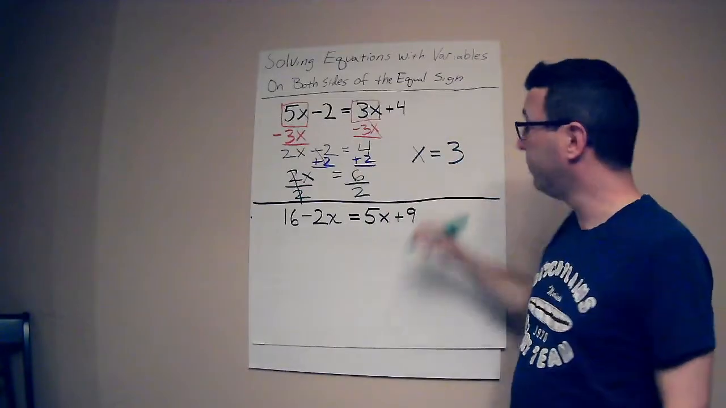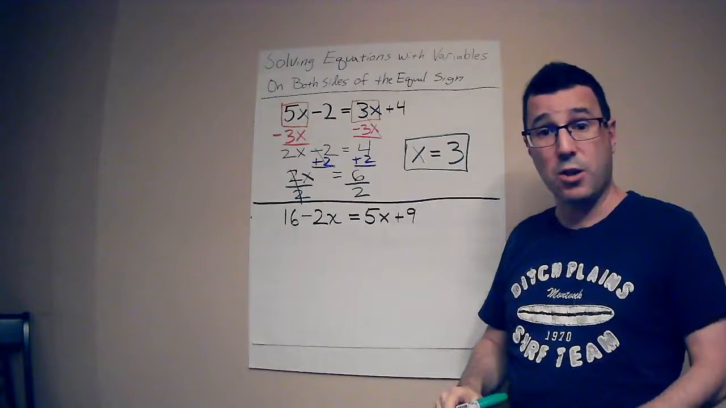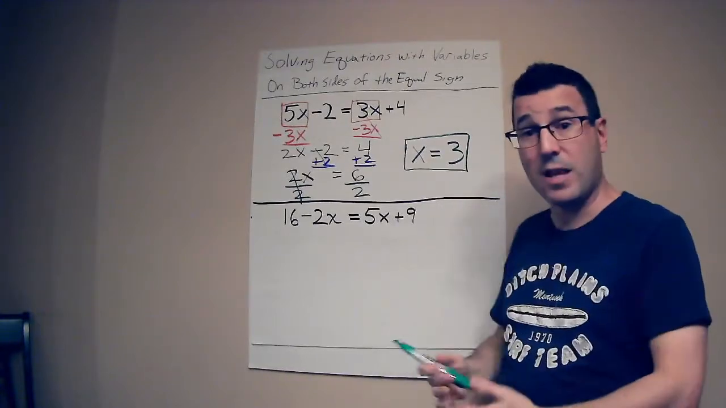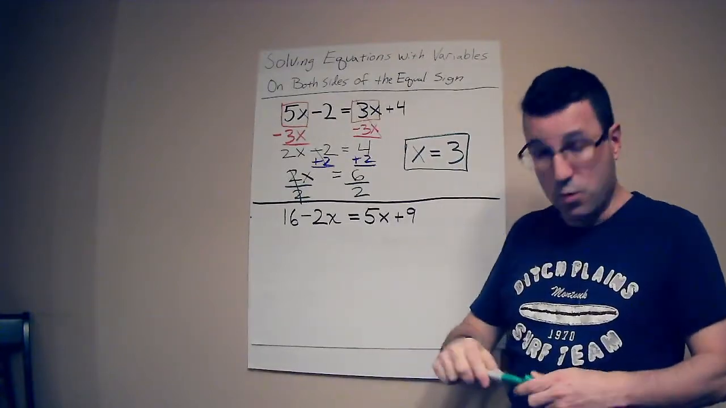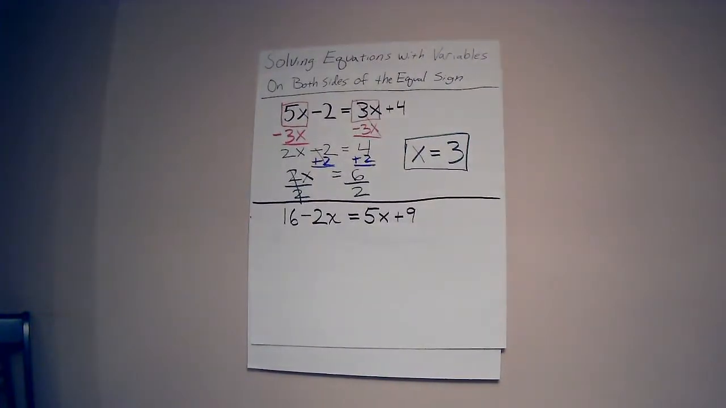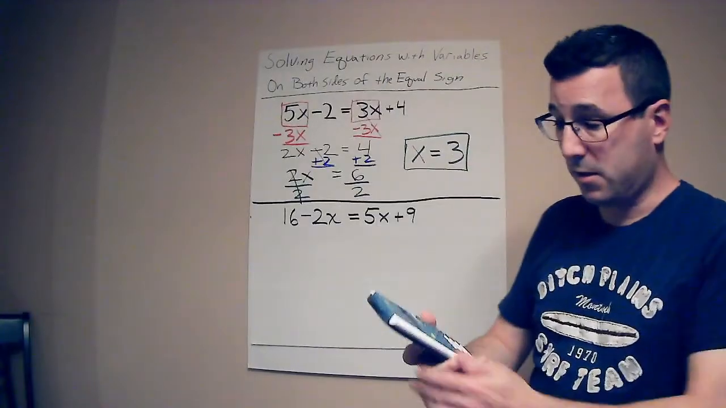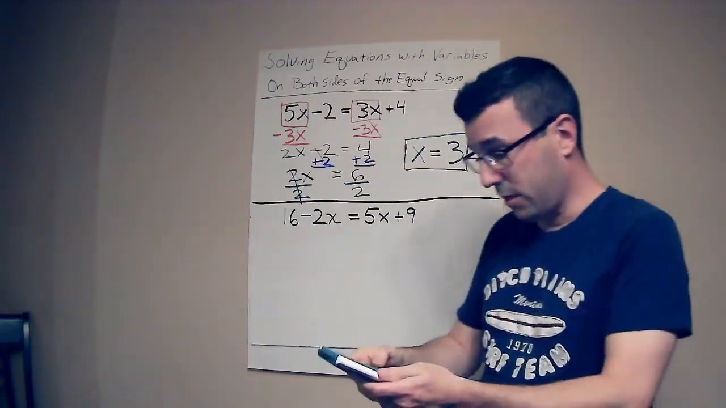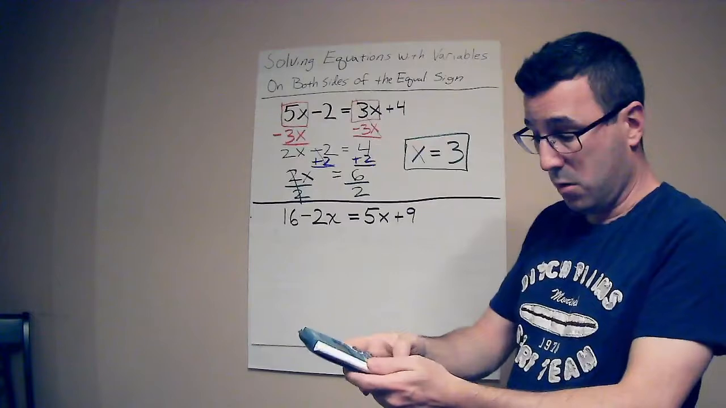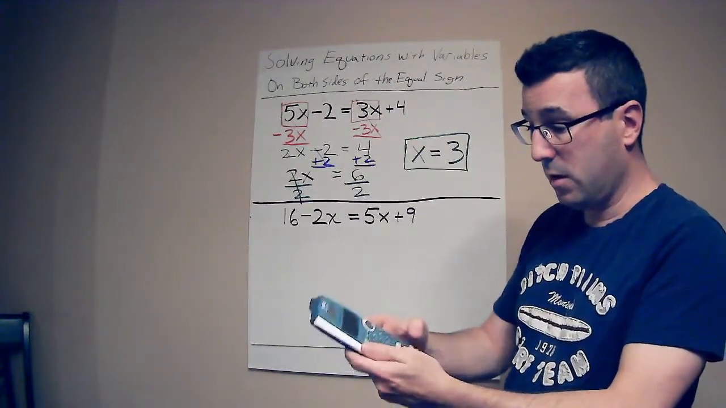is 3. Now it's a good idea to always go back and check your work. I don't have a lot of room here, but you could always use your calculator to do a quick check. I have my trusty TI-30XS MultiView. I can just quickly go in here. 5 times 3 minus 2 is 13.